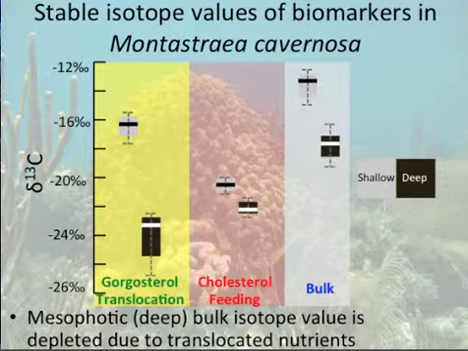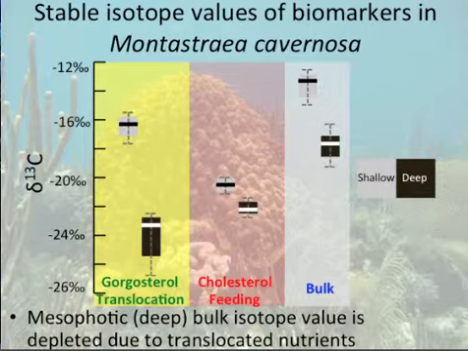So the stable isotope value associated with gorgosterol, in this case the biomarker for translocation, decreases quite a bit when we go from the shallow samples to the deep samples. This is to be expected because as photosynthesis is taking place in these deeper, low light environments, it takes place much more slowly. And this slowing of photosynthesis causes the carbon isotope value of gorgosterol to become depleted. And this is something that's seen in many different organisms and many different nutrients.